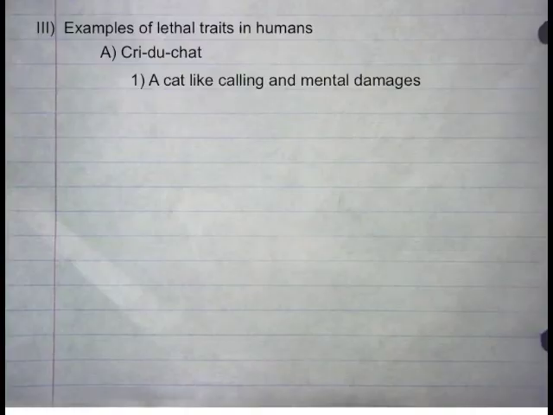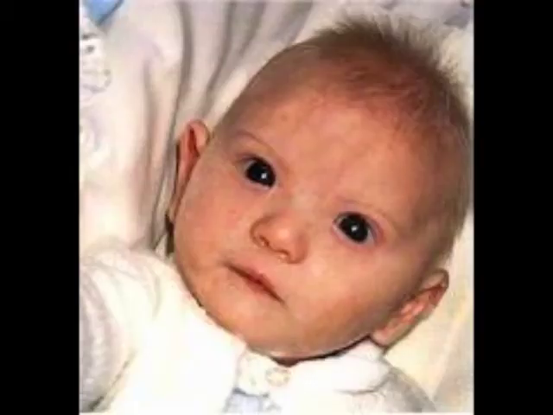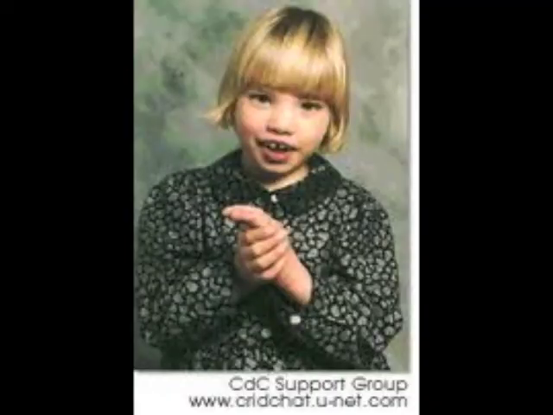Examples of lethal traits in humans. Cri du chat, a cat-like calling and mental damages. Cri du chat is due to damage on the 5th chromosome. It can lead to typically larger eyes, as well as some sort of debilitating bone structure. It is best known for what is called cry of the cat, or a cat-like cry.